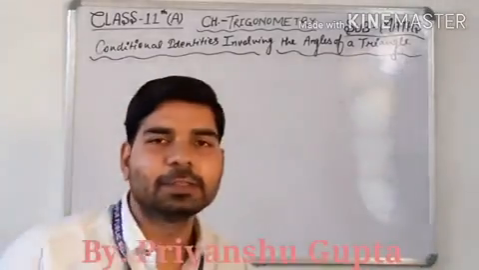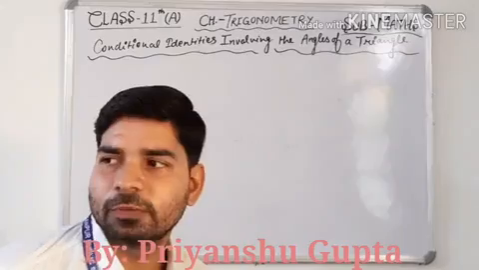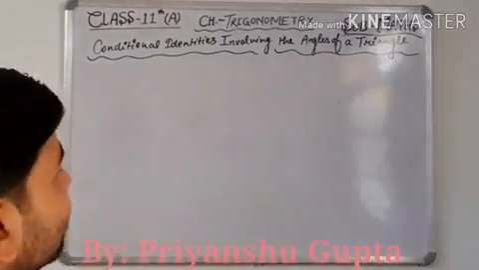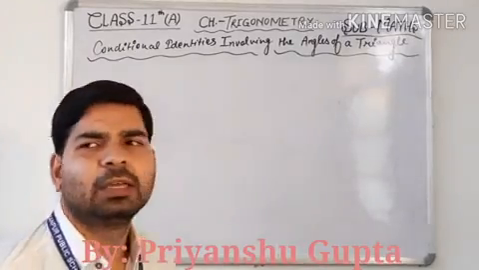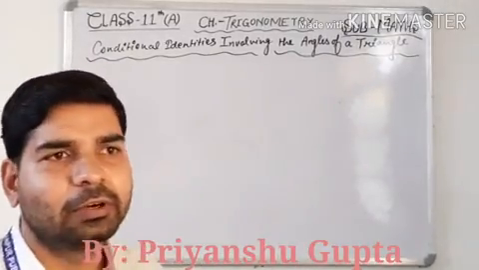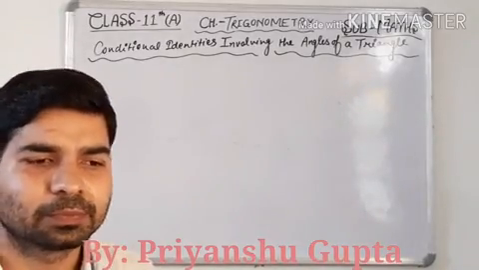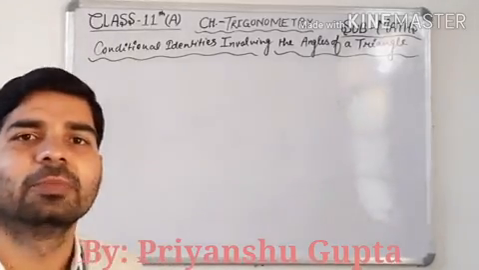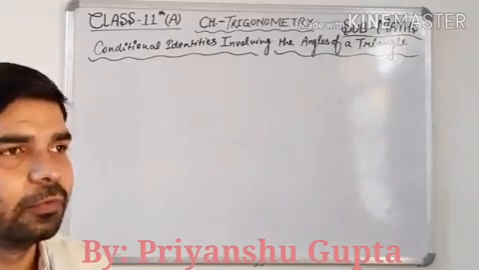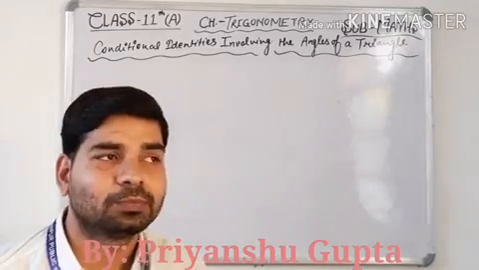Good morning, students. Today we are going to start a new topic of trigonometry, which is conditional identities involving the angles of a triangle. This topic is not included in your NCERT book, but in board exams, sometimes a question is asked from this topic. So we are going to understand this topic.